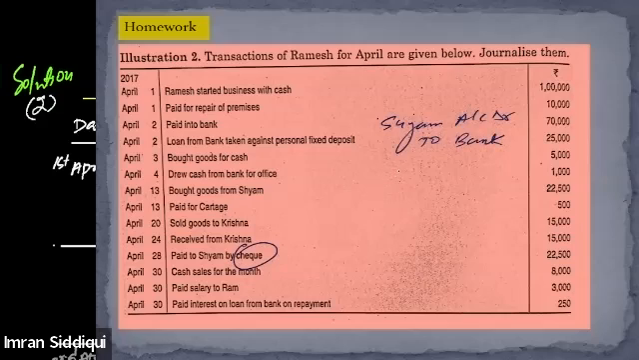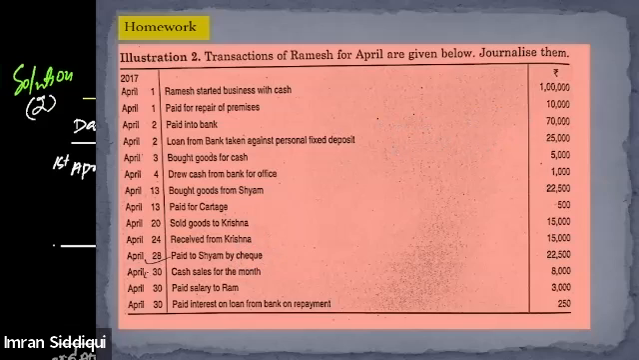Is it clear, everyone? We pay this through check, so it will be bank only, right? Because when you issue a check, your bank balance will reduce. Since our bank is reducing and bank is an asset, we need to credit the bank account.